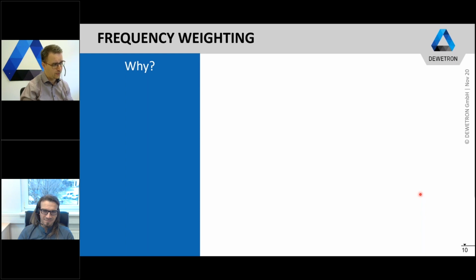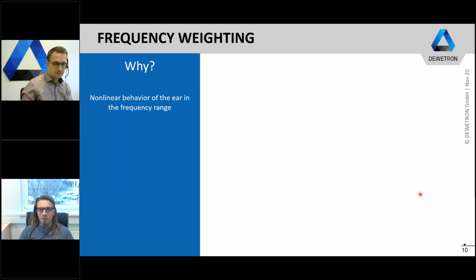So please enlighten me. Yeah, when we talk about A, B, C and stuff like that in acoustics, we always talk about the frequency weighting of sound. Okay. And I want to start with the reason why we have to use frequency weighting in sound. The reason is that the behavior of the human ear is nonlinear in the frequency range.